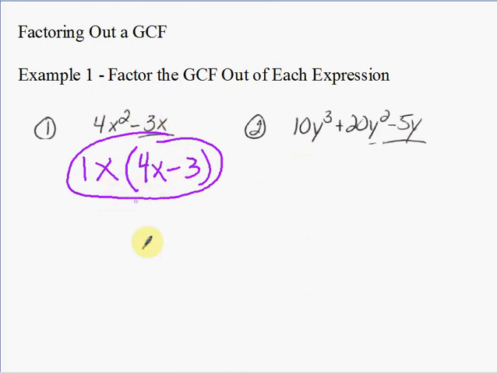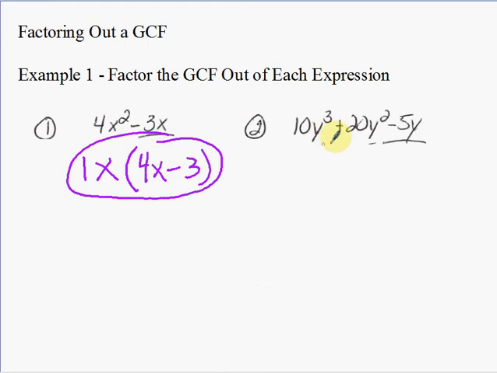I can always check. I can distribute, because we're doing kind of like the reverse of distributing. If I take 1x times 4x, I get 4x squared, and 1x times negative 3, I get negative 3x. So that's a quick check that you can use. All right, let's do another one here.